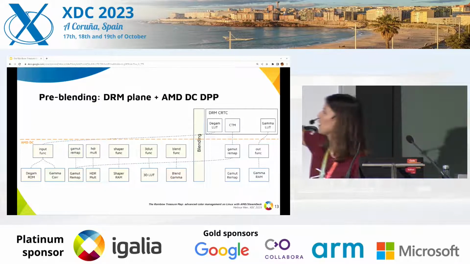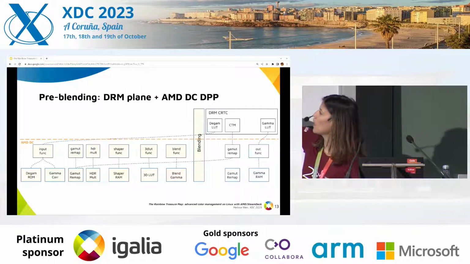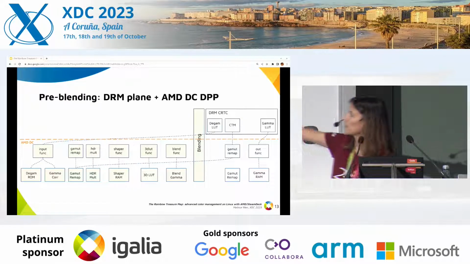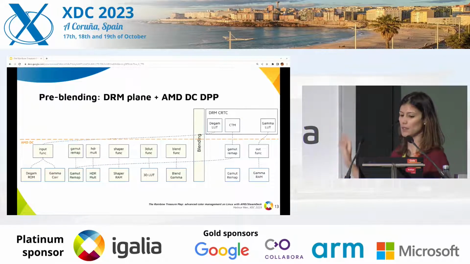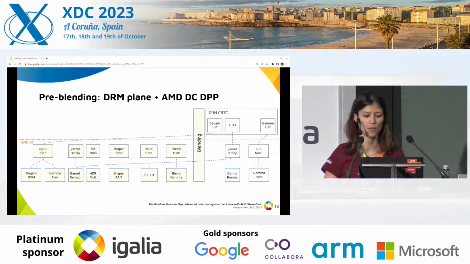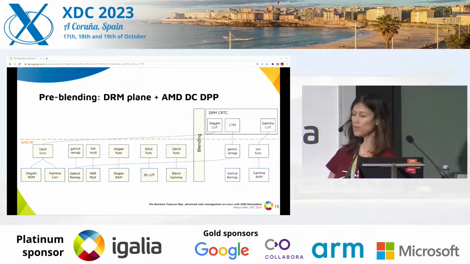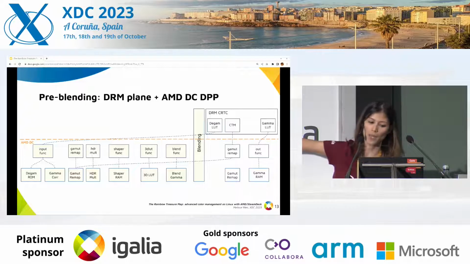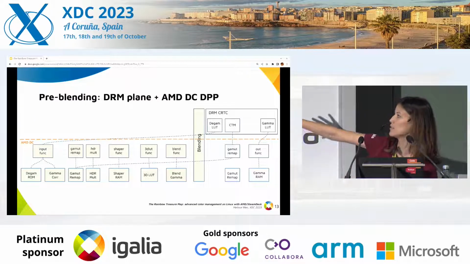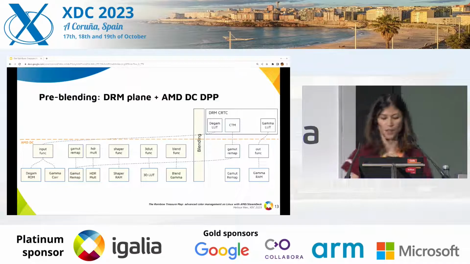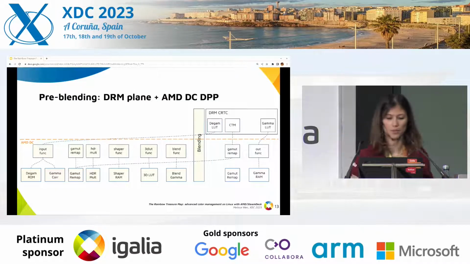You can see that we have some post-blending color properties on DRM, but there is nothing before blending yet. But thanks to the shared code, much of the hardware programming for AMD was already implemented in the DC layer. You can see that below.